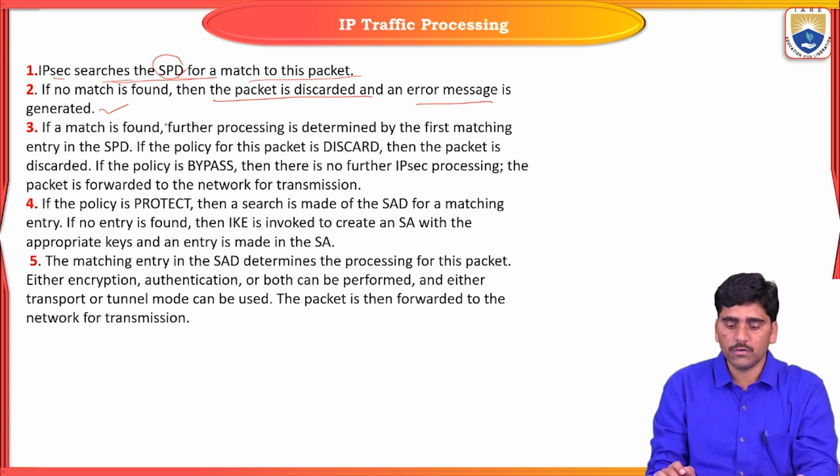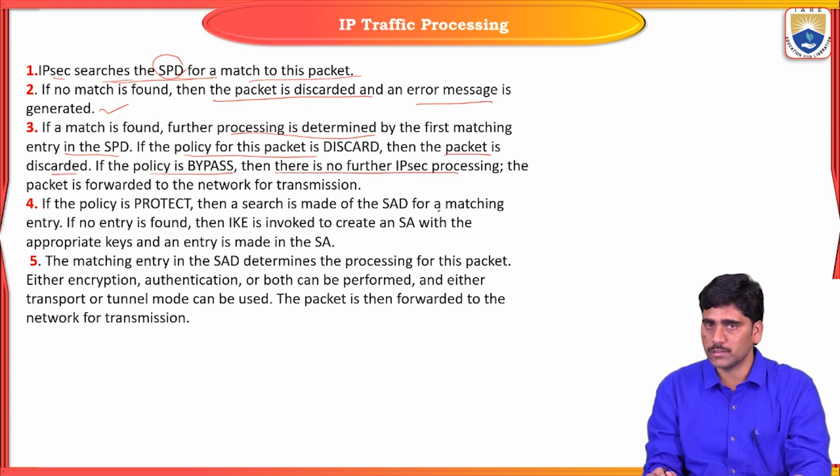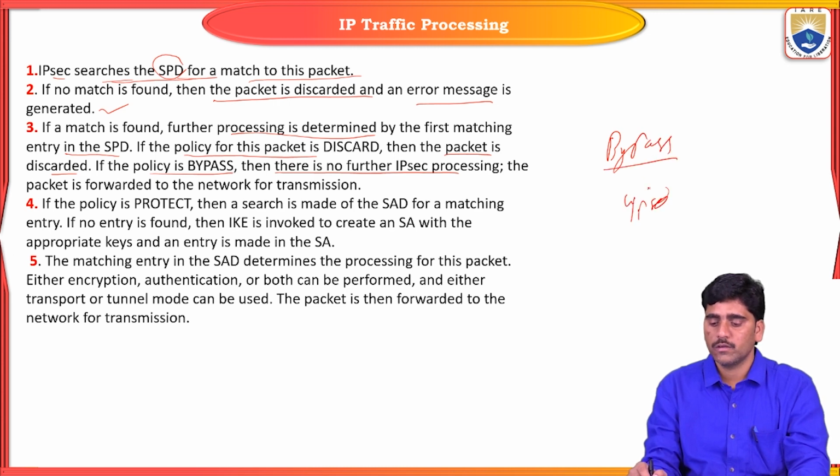If a match is found, further processing is determined by the first matching entry in the security policy database. If the policy for this packet is discard, then the packet is discarded. If the policy is bypass, then there is no further IPsec processing. If it is processed as bypass, then it is not processed with the help of IPsec. Then there is no further IPsec processing. The packet is forwarded to the network for transmission.